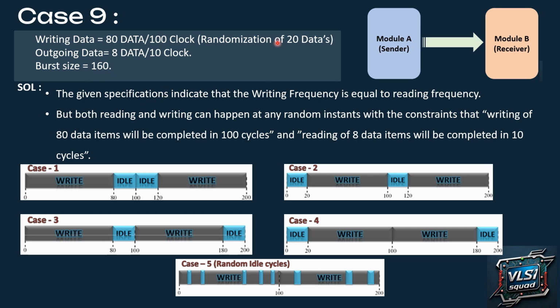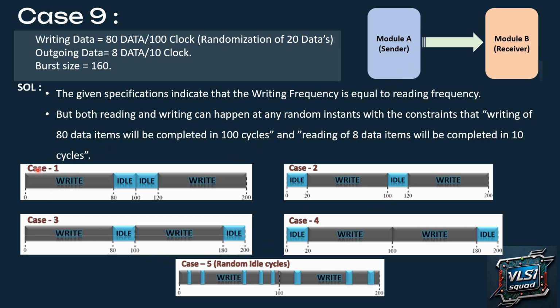What do they mean? The given specifications are data items per clock, so they show the writing and reading frequencies, but we have to see what the worst case scenario is. The worst case scenario is when the writer keeps on writing data, that is, how much the writer can send data continuously. The worst case is in which the writer has to send the maximum number of data items in a given time. Let's take various scenarios.